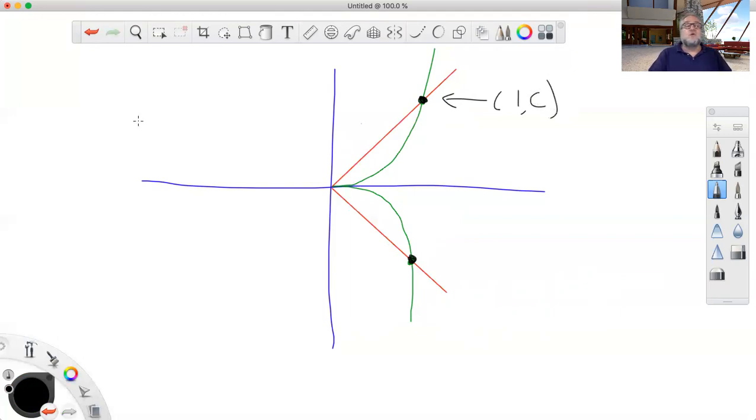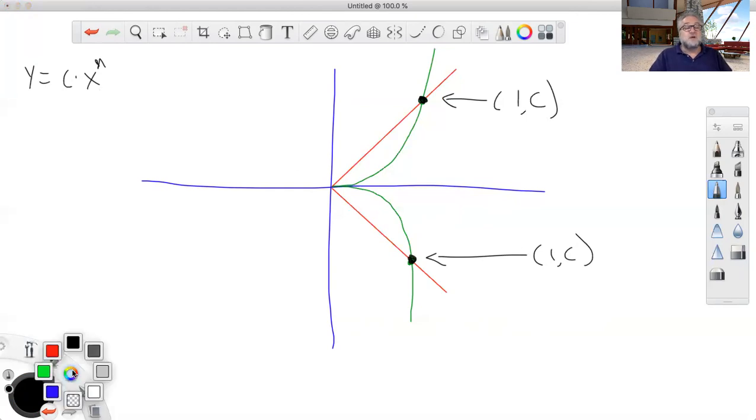So c is that coefficient, y equals c times x to the n. Okay? c is that coefficient there. And likewise down here, you'd have the same thing. That point is the point 1, c. But in this case, c is negative. Otherwise, you wouldn't be down here. So c would be negative down there.